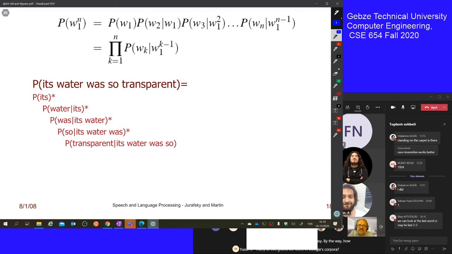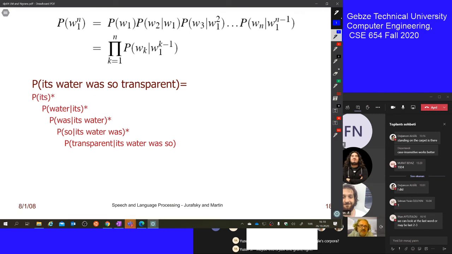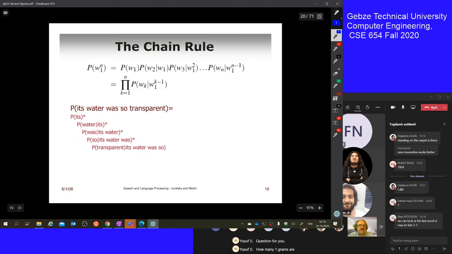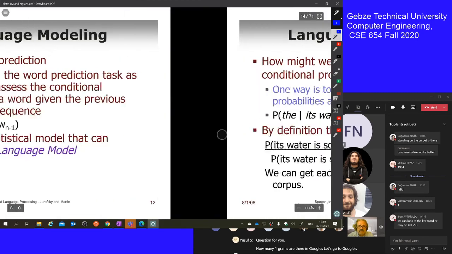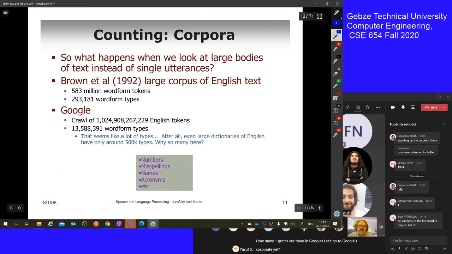Maybe this is just 1 gram, right? How many 1 grams are there in Google's corpora? Question for you. Let's go to Google's corpora again. How many 1 grams are there in Google's corpora? Anybody?